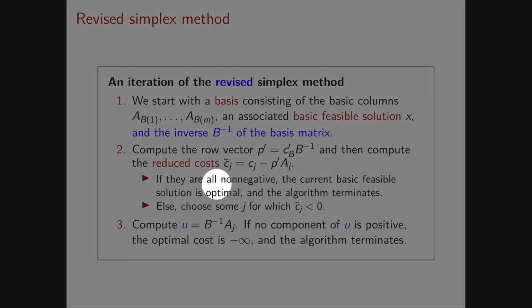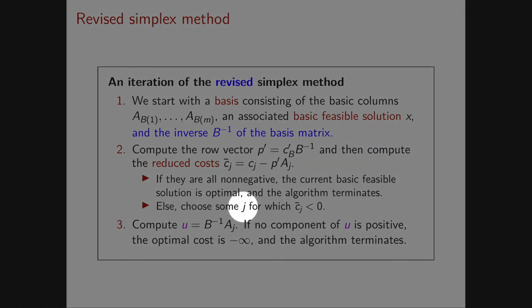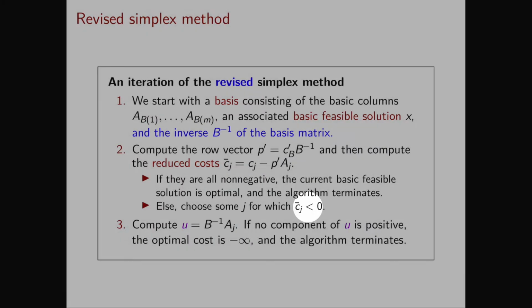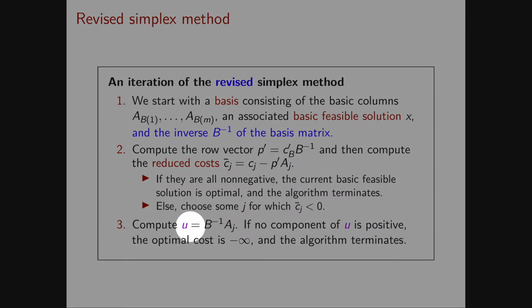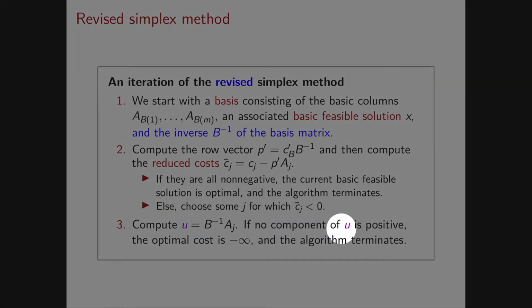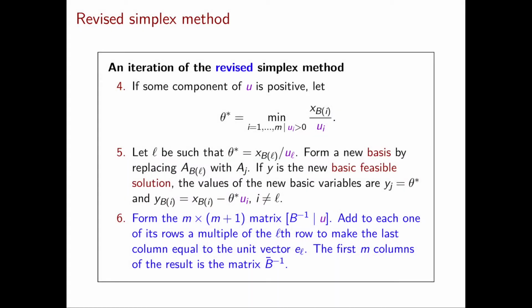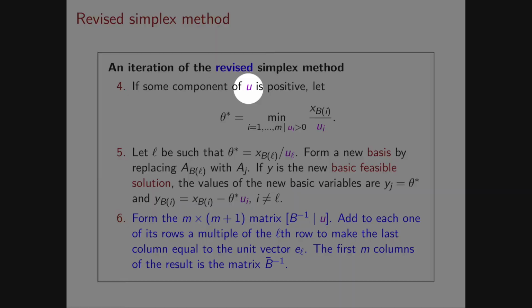If all the reduced costs are non-negative, then the current basic feasible solution is optimal and the algorithm terminates. Otherwise, we choose some j for which C bar j is negative. Next, we compute the vector u with the formula B inverse Aj. If no component of u is positive, we know that the optimal cost is minus infinity and the algorithm terminates. Otherwise, some component of u is positive, and we calculate theta star as the minimum of the xbi over ui over all i from 1 to m with ui strictly positive.